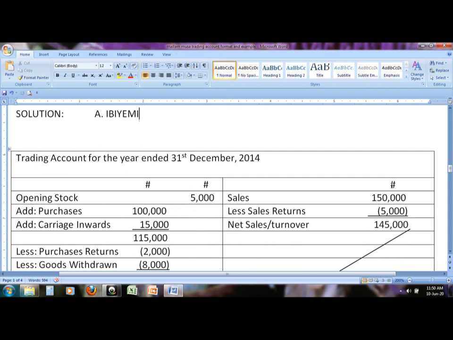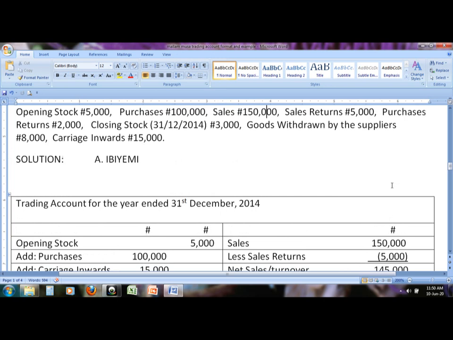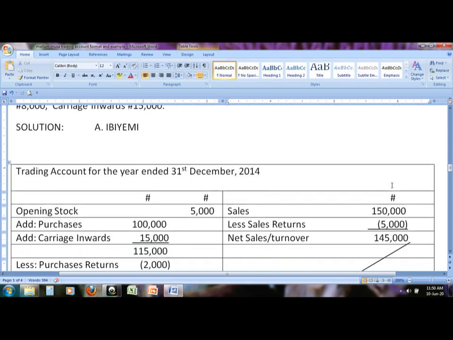Carriage inward is 15,000. You now use it to prepare. Let's now prepare our trading account by using the sign naira and kobo. Please, my dear student, always endeavor to put the unit of money, either in dollar, euro, or pounds. You have to put it. But in Nigeria here we are using naira, so the unit of naira should always be indicated in your account.